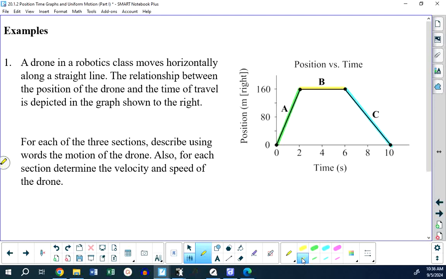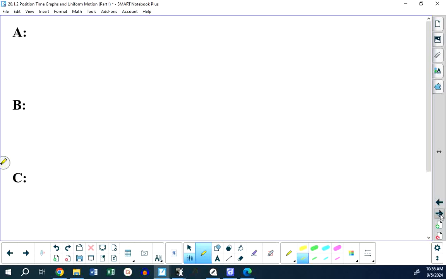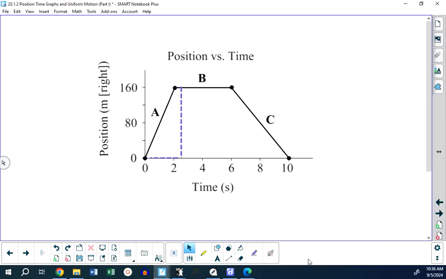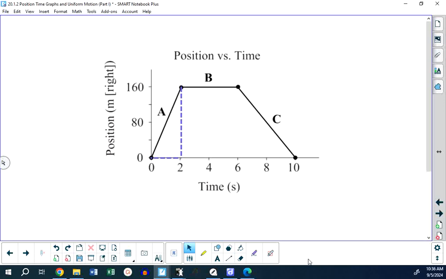So that's just kind of the preamble to this. For each of the 3 sections, describe in words the motion of the drone. Also determine the velocity and the speed of the drone. So what's happening in A? Well, I guess we can find the slope. And our slope calculation doesn't have to be this arduous task where it's going to take us forever to do it. We can look at that triangle and go rise over run. The rise is 160 meters. The run is 2 seconds.